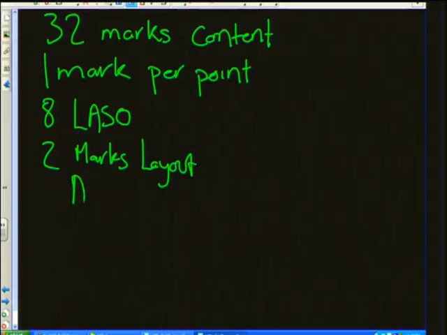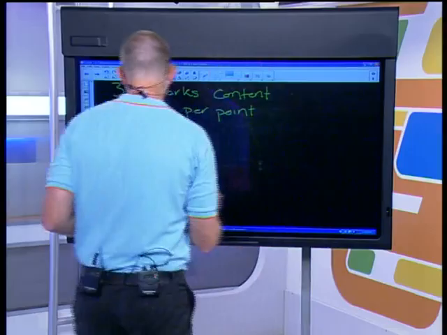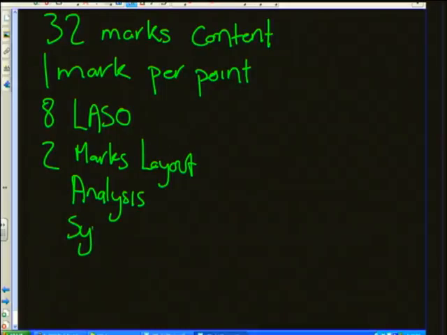2 marks for analysis, right? Have you answered what the question is asking from you? Okay? And we're going to have 2 marks for synthesis. Have you put everything that you needed to in there? And 2 marks for originality.